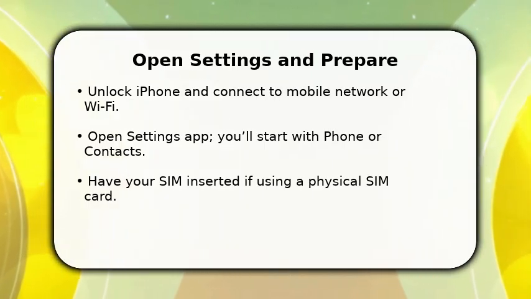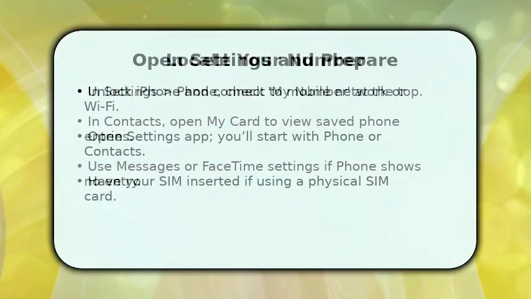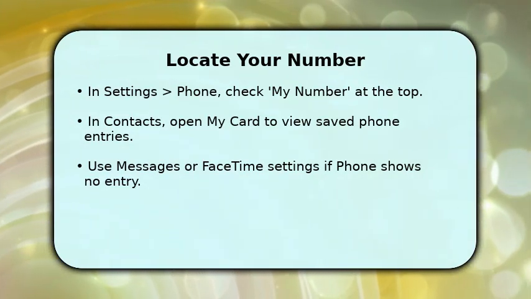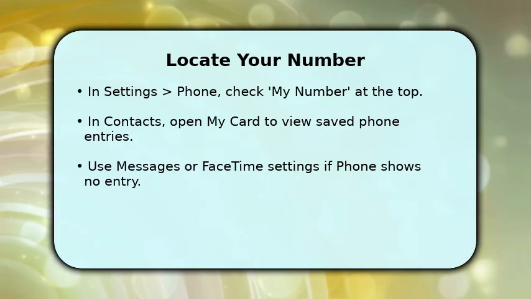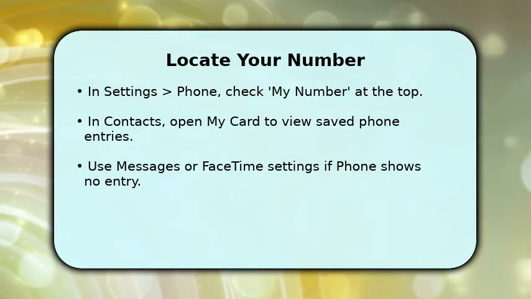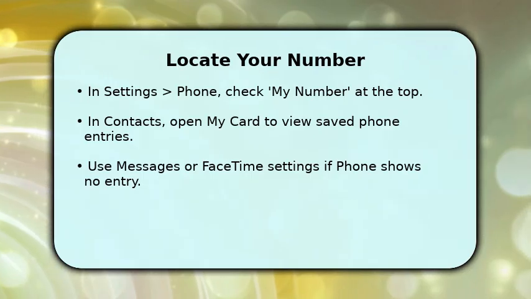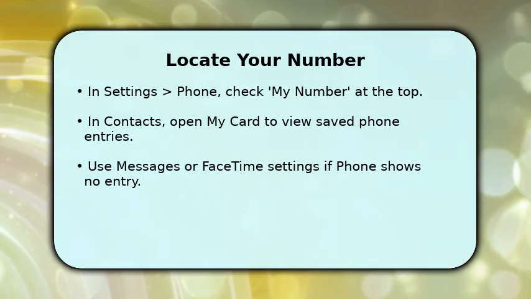Now find the actual digits. In Settings, go to Phone and read the My Number field at the top. That's your line as the iPhone reads it. If you used Contacts, open My Card and scan the phone fields for the number you want. For dual SIM iPhones, check labels for each line.